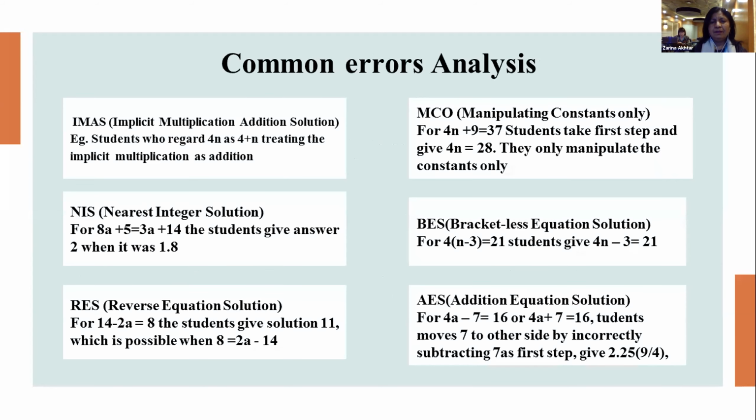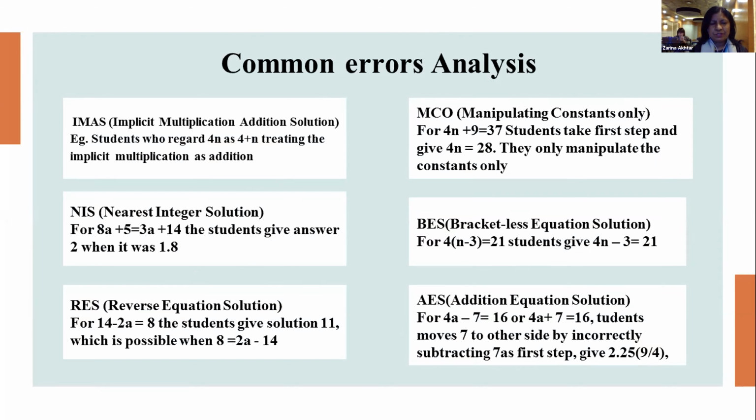The details are like this: these types of common errors were found in students' responses. Implicit multiplication addition solution. For example, students who regarded 4n as 4 plus n, treating the implicit multiplication as addition. MCO is manipulating constants only. For example, 4n plus 9 is equal to 37. They put 4n is equal to 28, and they manipulate constants only, and they do not go for the further solution.